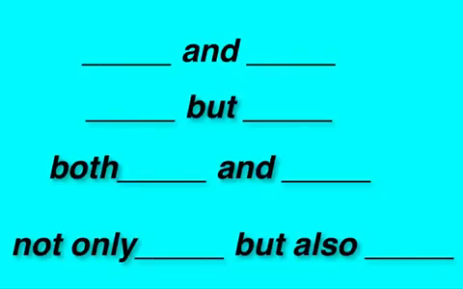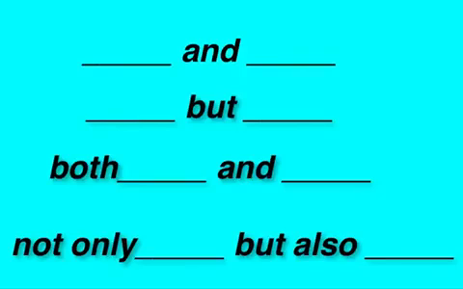Here are some of the connectors that need to have parallel structure. We already saw that whatever is on either side of and needs to be the same form. The same is true for but. Whatever is in front of it and after it needs to be the same grammatical structure.